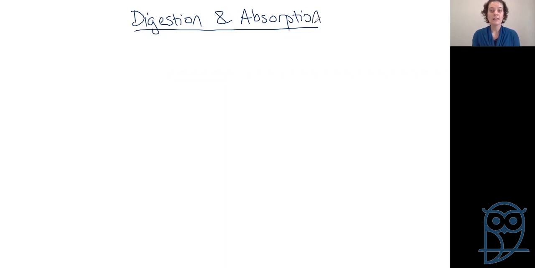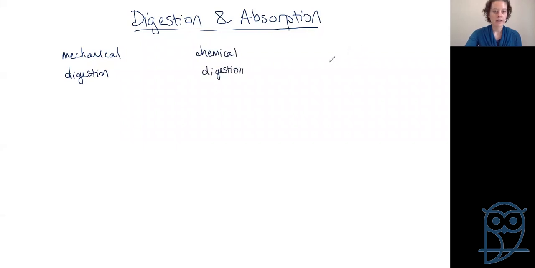So we've covered the digestive system, so all the different bits, how they're connected, and the major functions of each area. And now we're going to look in more detail at how digestion and absorption work. So we're looking in particular at mechanical digestion, chemical digestion, and absorption.